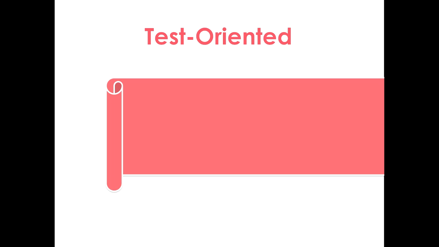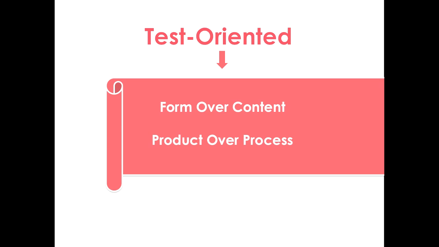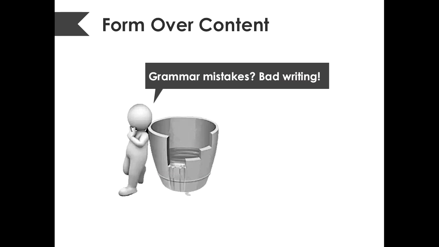Another origin is called test-oriented. Writing instruction is, to a certain degree, disregarded by curriculum and L2 teachers. EFL students in China generally practice English writing because of compulsory examinations, and the writing test in this examination heavily stresses grammatical correctness. Such orientation results in two trends in L2 writing instruction. Number one, form over content, and number two, product over process. Let's look at them one by one.